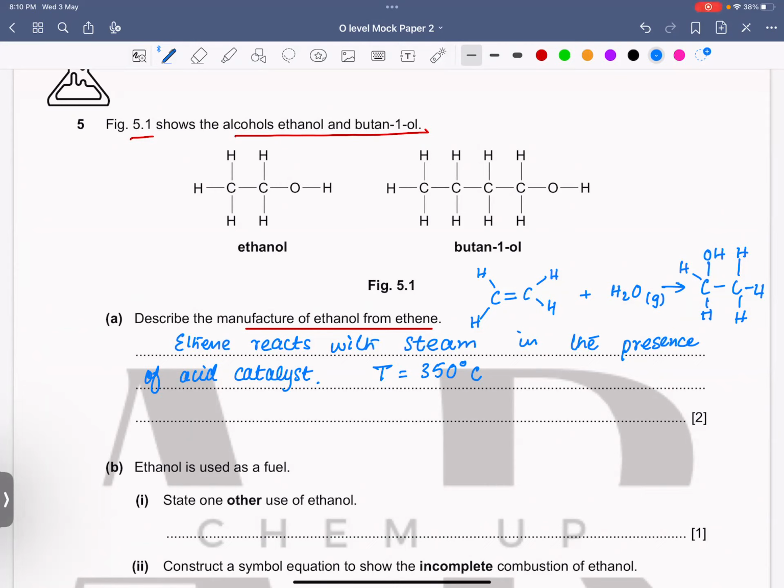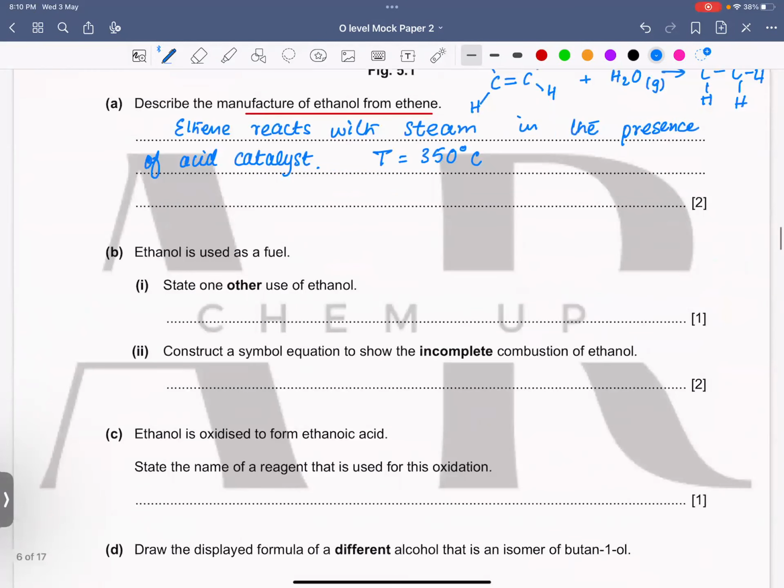Okay, sir. Ethanol is used as a fuel. State one other use of ethanol. Sir, beverage and solvent. Yeah, it is used as a solvent. It is used in beverages. It is used for making vinegar as well because it is oxidized to ethanoic acid and vinegar. So used as solvent.